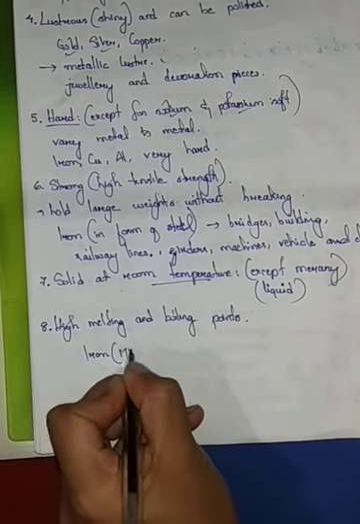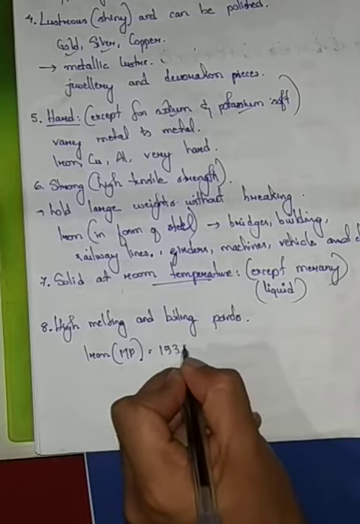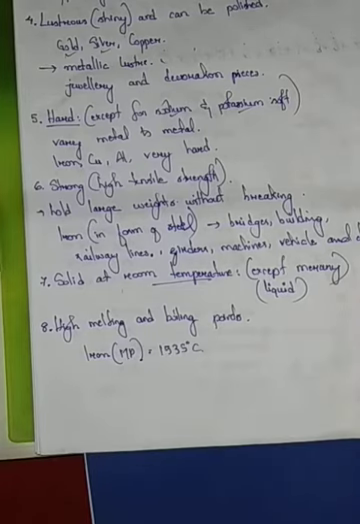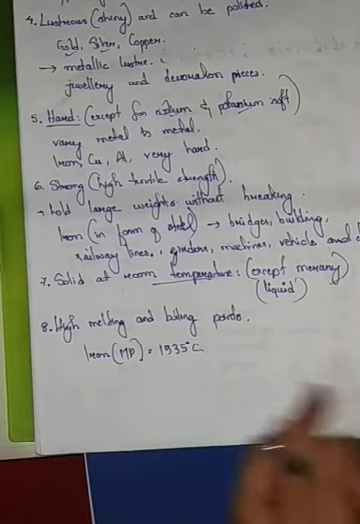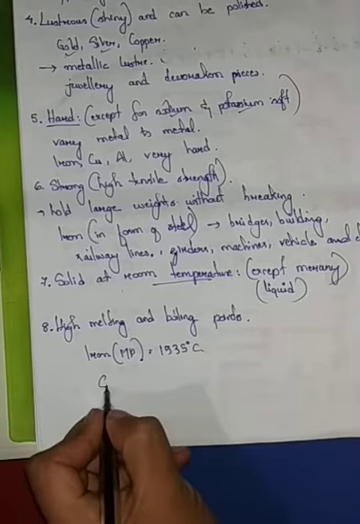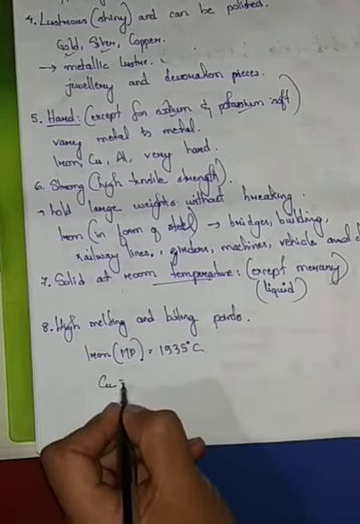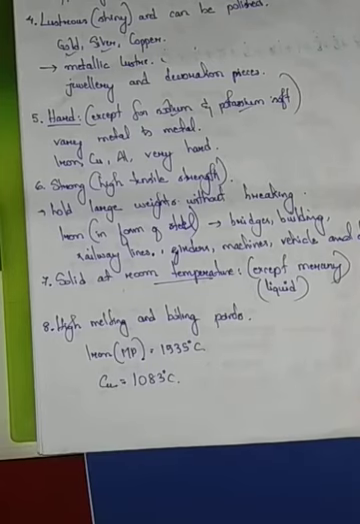The melting point is almost equal to 1535 degrees centigrade. This means that solid iron melts and turns into its liquid form, or molten iron, on heating to a temperature as high as 1535 degrees centigrade. Copper metal also has a very high melting point, that is 1083 degrees centigrade.